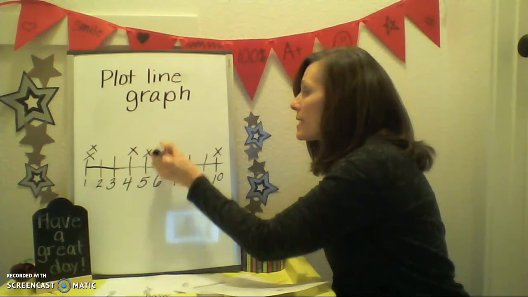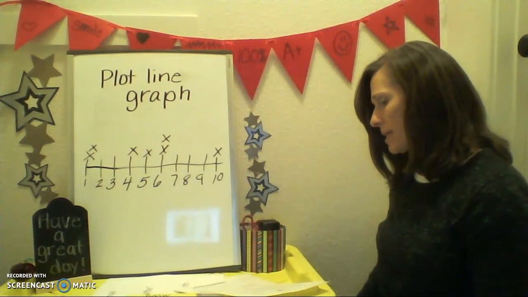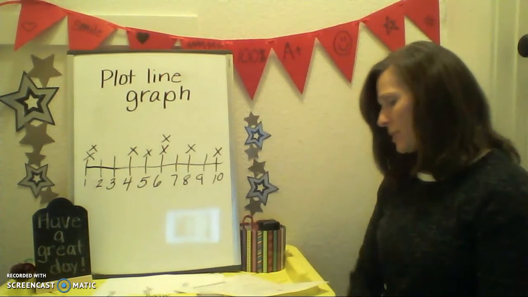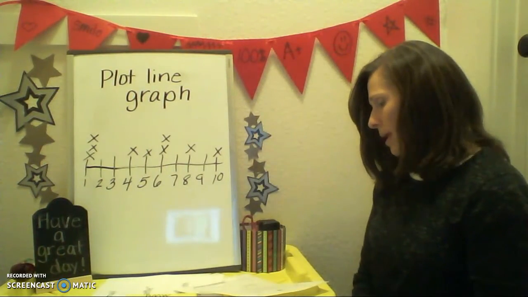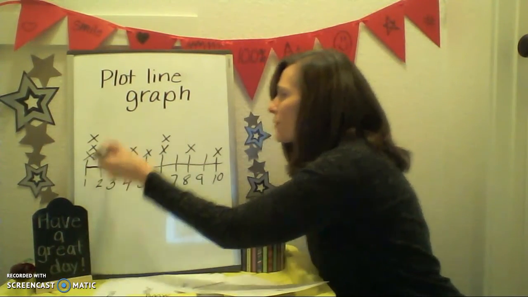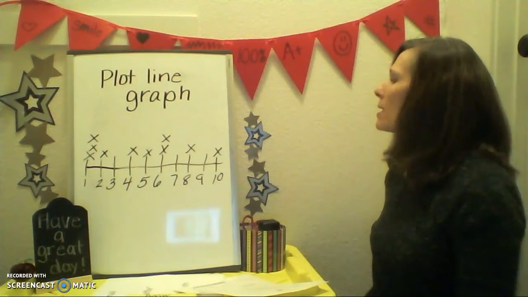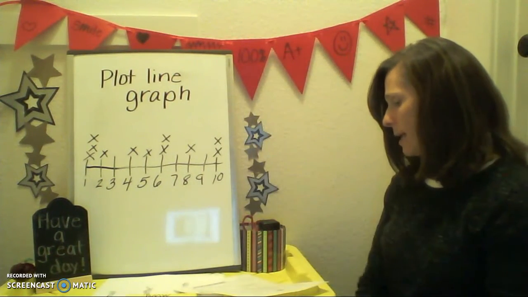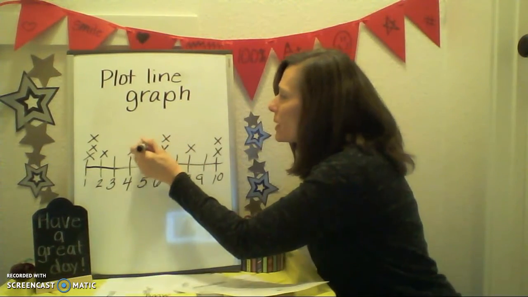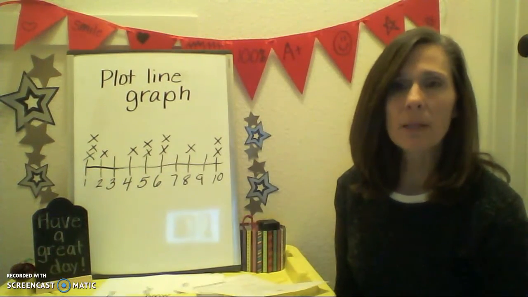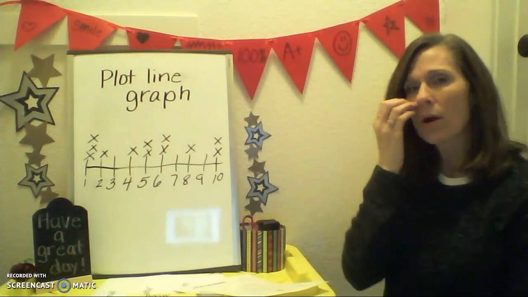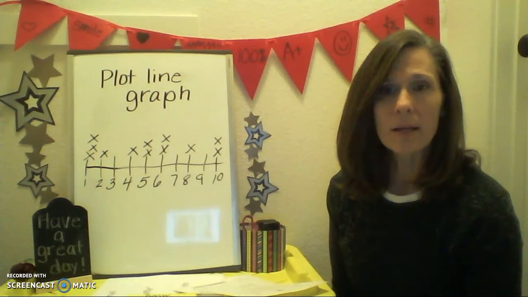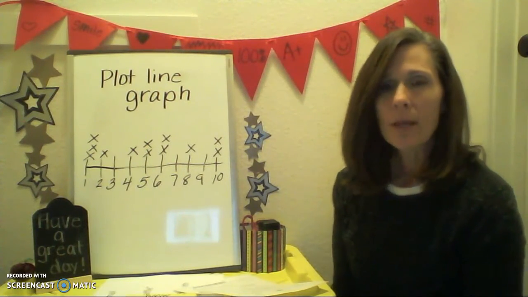The next two say 6, so we put 2 X's over the number 6. The next one says 8 inches, so we put an X over the 8. Back to 1 inch, so we put another X over the 1. And the next one is 2, so we put an X over the number 2. And the next one is the number 10, so we put another X over the number 10. And then the last one is 5 inches, so we put an X over the number 5. So this is called a plot line graph. It's a graph on a straight line, and it plots our data or our information across the number line. Okay, so that's an example of the one here on this sheet here.